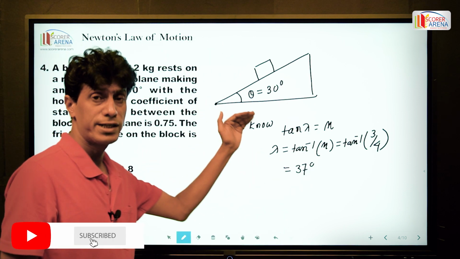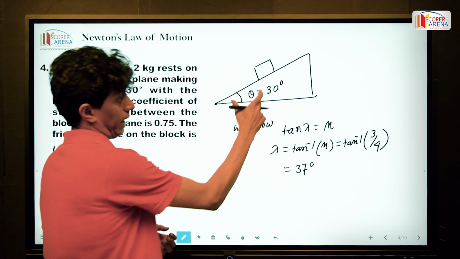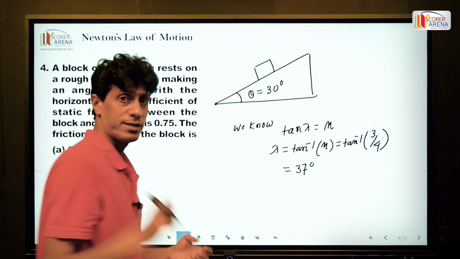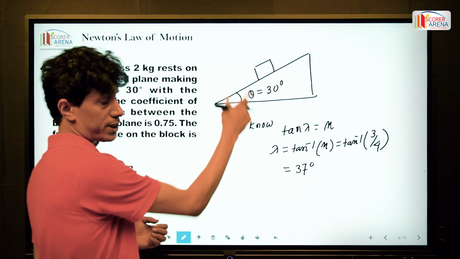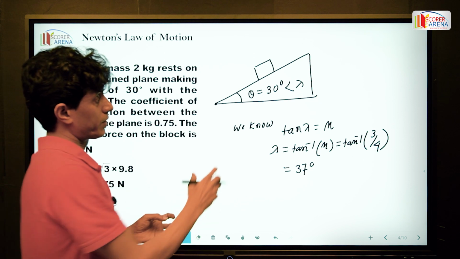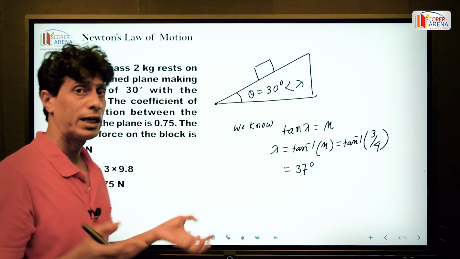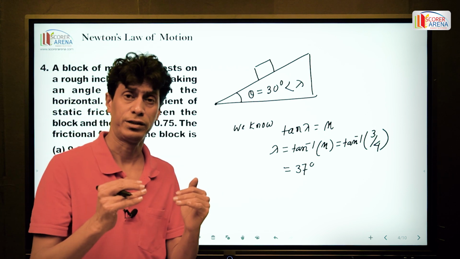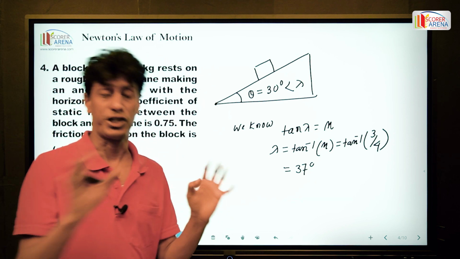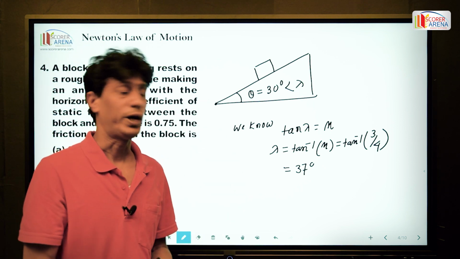Since the angle of inclination is less than the angle of friction, the angle of friction is 37 degree and the angle of inclination is 30 degree, so it is less than the angle of friction. Actually, angle of repose is numerically equal to angle of friction. What is the angle of repose? The angle of repose is the maximum angle of inclination up to which a body kept on it can stay stationary. And the angle of repose is numerically equal to the angle of friction.